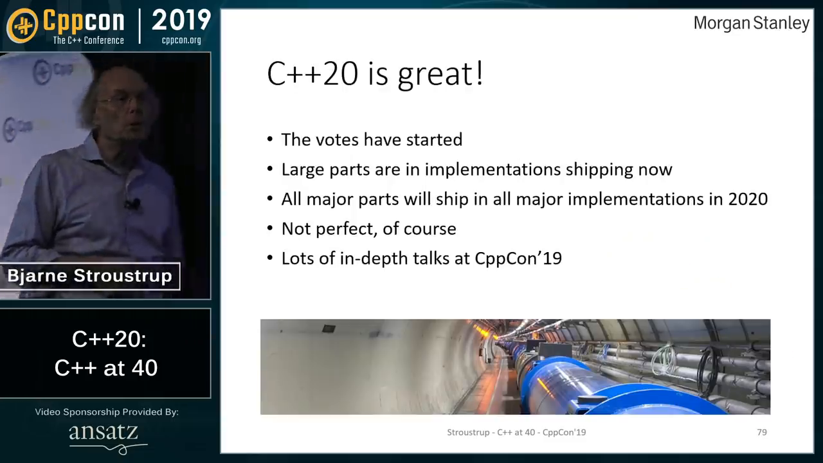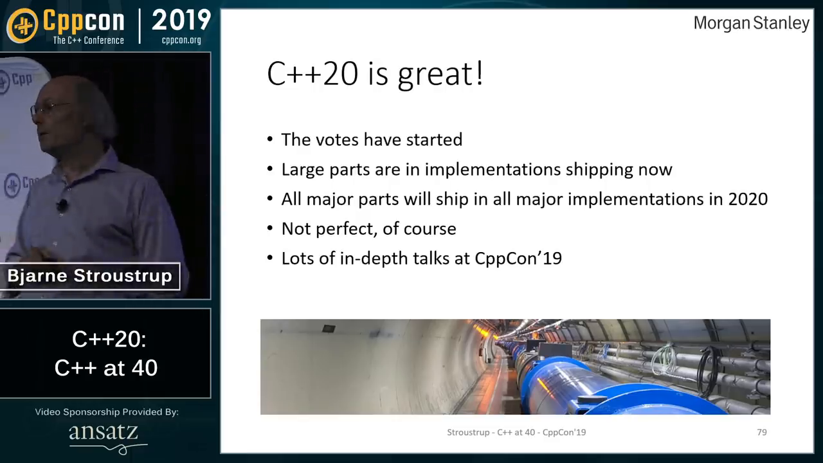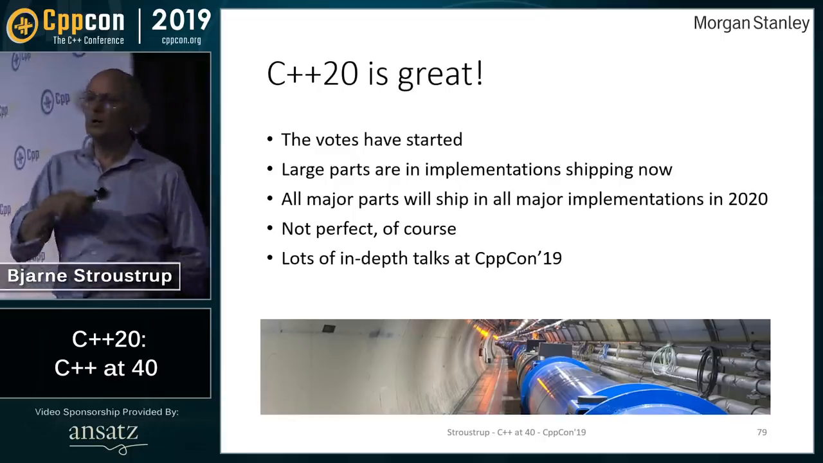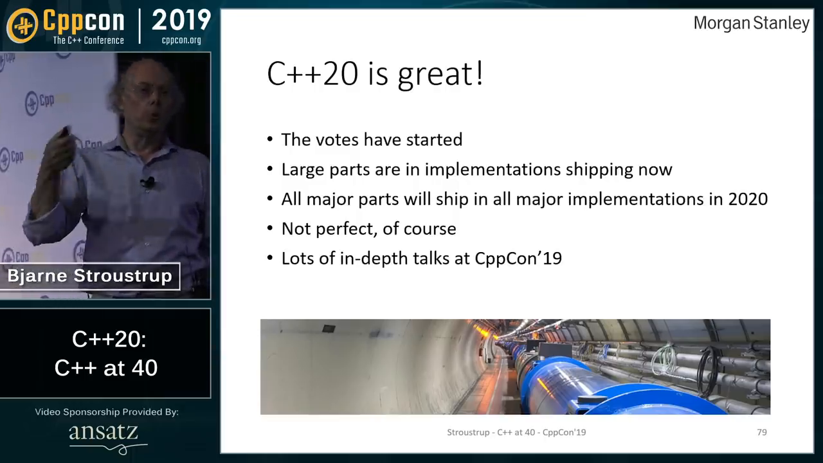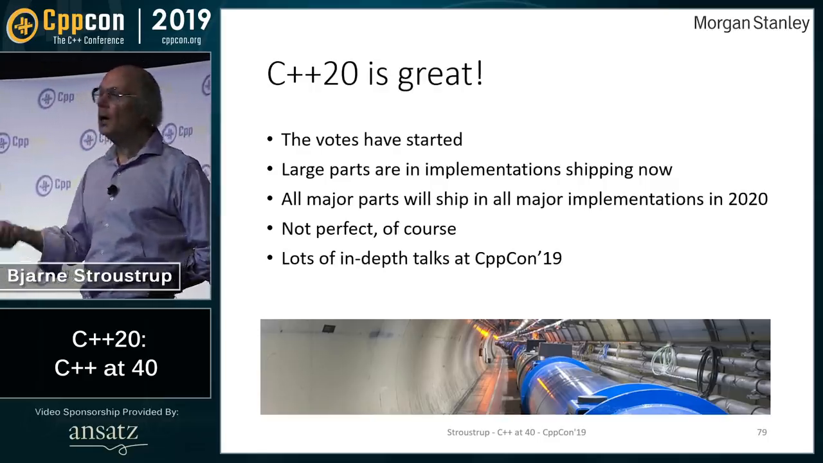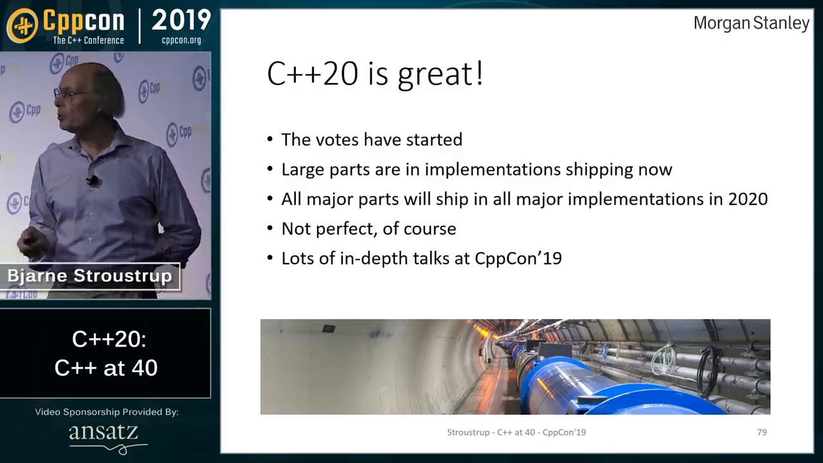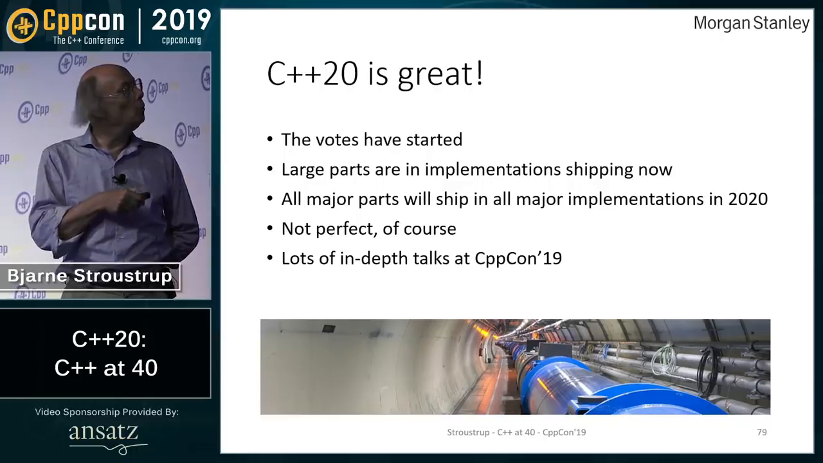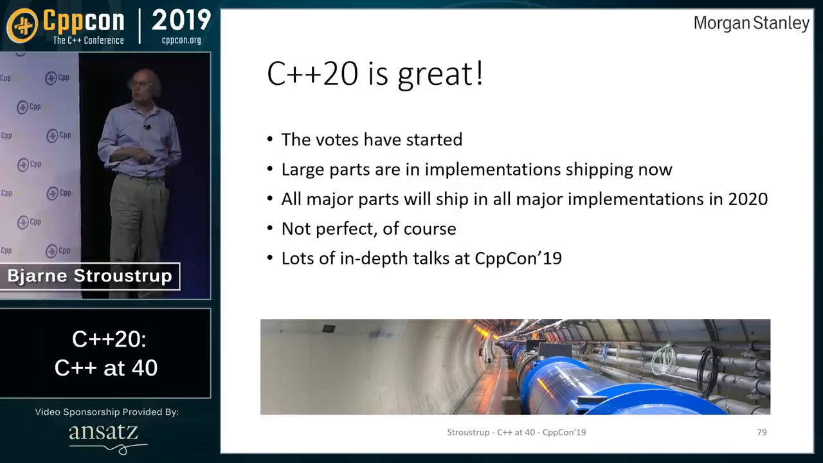And so basically the executive summary is that C++20 is great. The votes have started. National body comments are being sent in. We have a committee draft voted out for that. There will be resolutions of problems found in the next two meetings, and hopefully in Prague in February, we will vote in C++20. We know the outline of it. We don't know the last little details, but this is not a detailed talk. It's not going to be perfect. We're never going to reach there as long as we haven't stopped evolving.